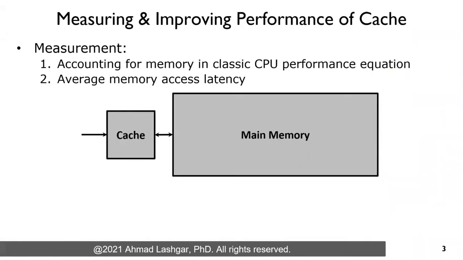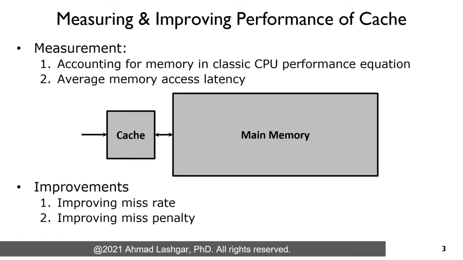There are two main metrics for evaluating performance of memory hierarchy. First, we extend a classic CPU performance equation to account for memory stalls. Second, we develop a special metric for measuring performance of a memory hierarchy. This metric is called average memory access latency. This is a single number in unit of time and reports how long it takes to access, read or write data from the memory hierarchy on average. This is a very important metric since it gives us a meter to compare various memory hierarchies in particular and report improvements in numbers.